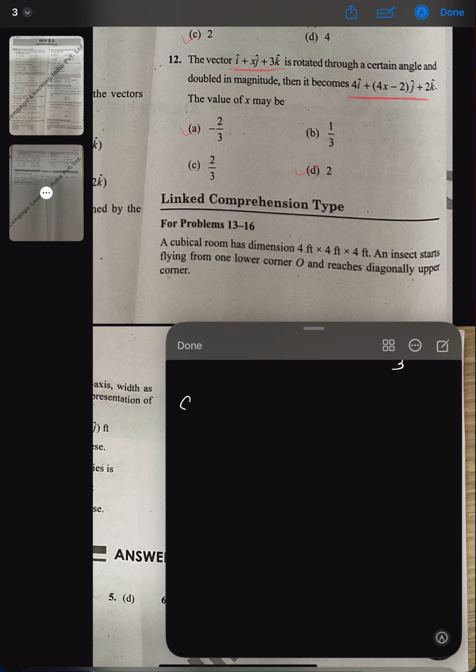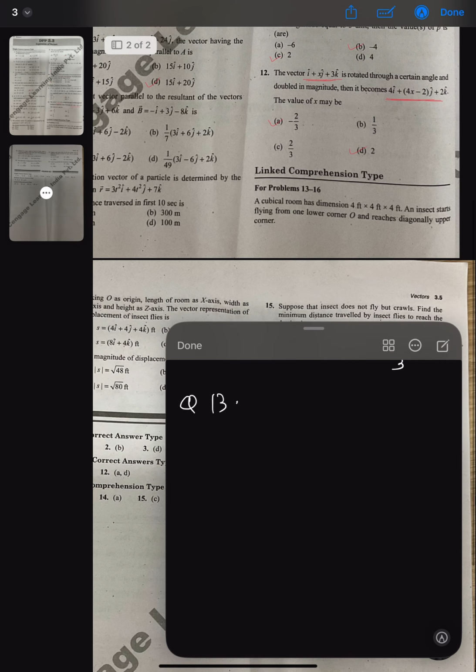Then comes the question that is a comprehension. So first we will understand: a cubicle room has dimensions 4 feet, 4 feet, 4 feet. An insect starts flying from one lower end corner O, and reaches the diagonally opposite upper end. So first let's draw the diagram. Let's draw a good diagram.